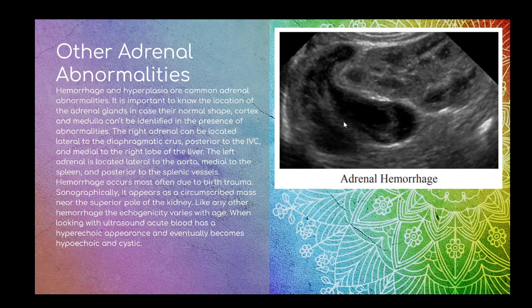Usually through the trauma of birth, it just is kind of like a big bruise here on the adrenal gland, and so we might see some heterogeneity in the area between either the liver and the kidney or the spleen and the kidney, and so that's usually deemed an adrenal hemorrhage.